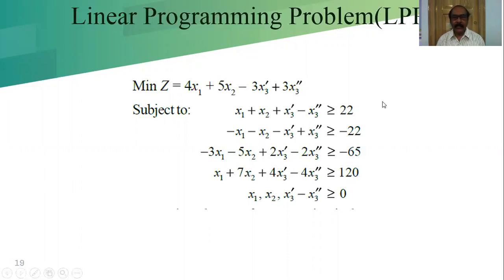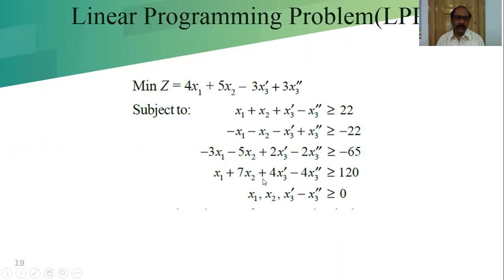In this case, considering the dual variables w1 dash, w1 double dash, this is w2 and this is w3, now writing the dual of the given problem, we will get the objective function: 22 w1 dash minus 22 w1 double dash minus 65 w2 plus 120 w3. This is the objective function.